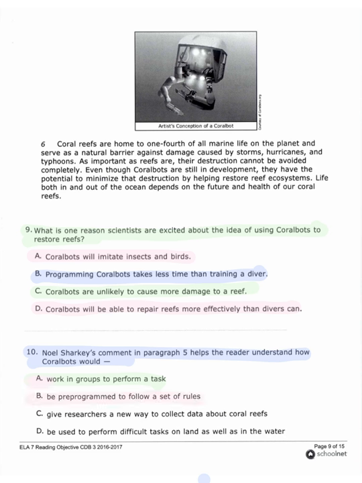B. Be programmed to follow a set of rules. C. Give researchers a new way to collect data about the coral reefs. D. Be used to perform difficult tasks on land as well as in the water. Please proceed to slide 10.